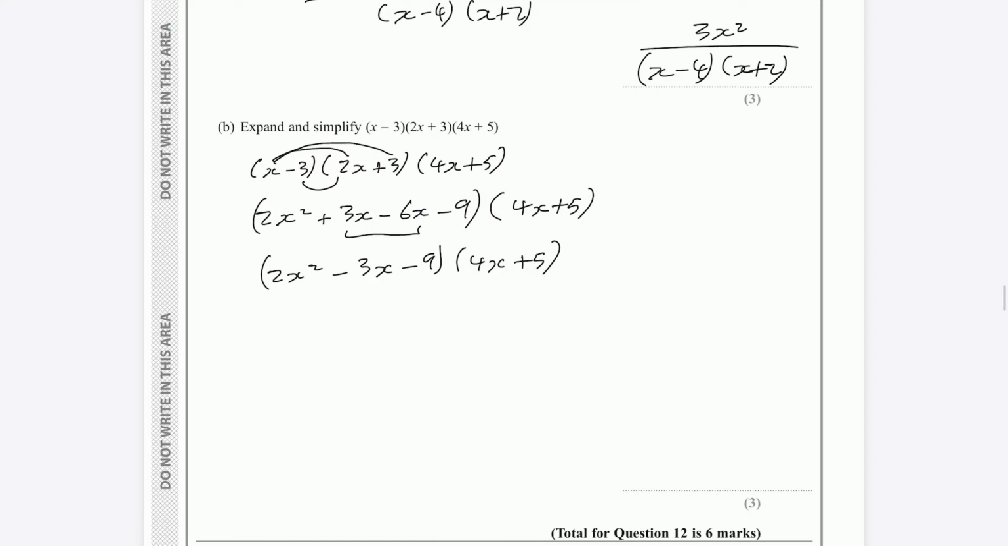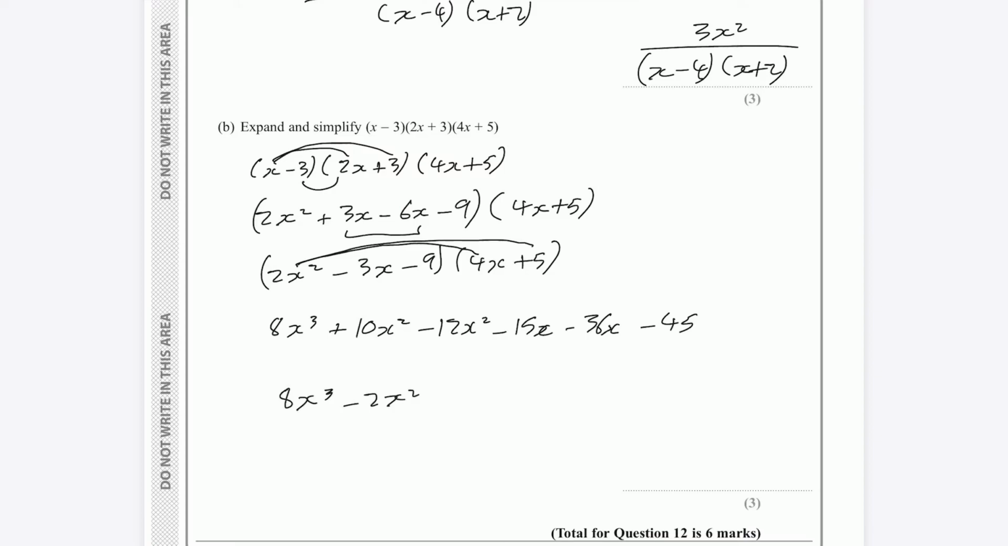So the first, we're going to multiply this by that, and then the first term by the second term, so that's going to become 8x cubed plus 10x squared minus 12x squared plus, minus 15x. You want to be careful with the signs here. Minus 36x minus 45. And then just collect the like terms. So 8x cubed minus 2x squared minus 51x minus 45.